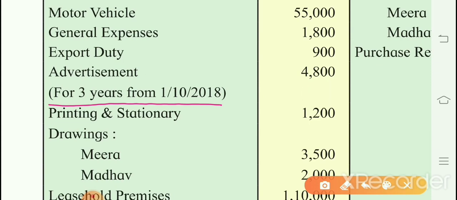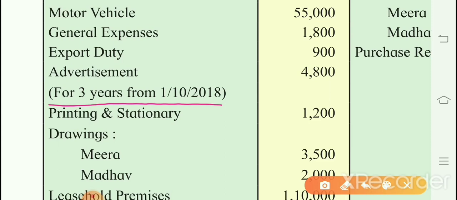See, our trial balance is given as on 31st March 2019. It means in our financial year this advertisement is paid from 1st October 2018 to 31st March 2019, which means the expenditure for 6 months we will have to consider. The advertisement expenditure will be considered for 6 months. Then what about the remaining? The remaining one is prepaid, that is, it is paid in advance. So let us do the calculation first.